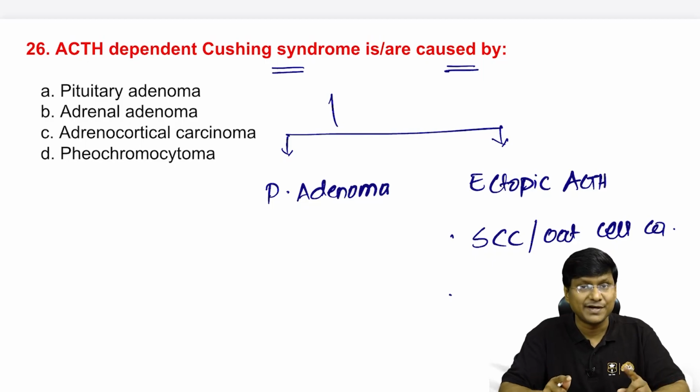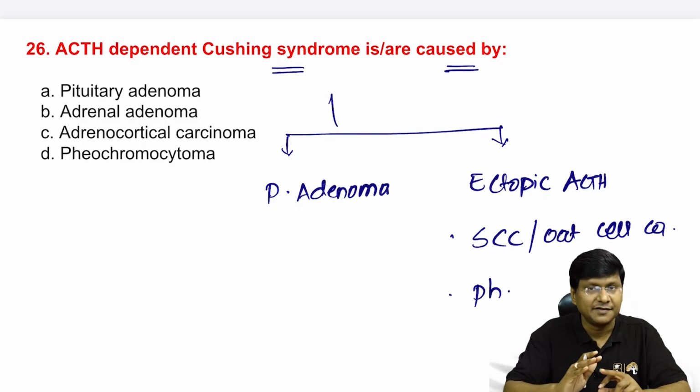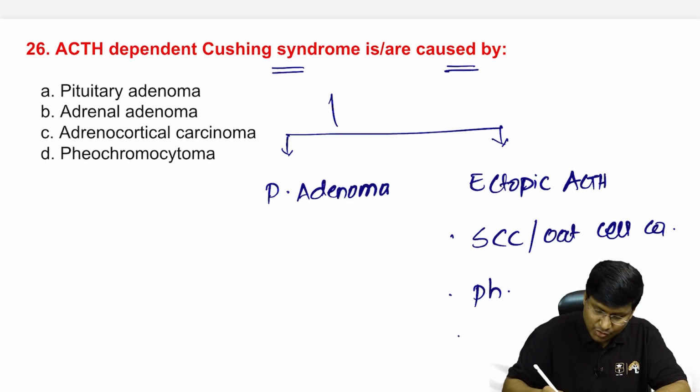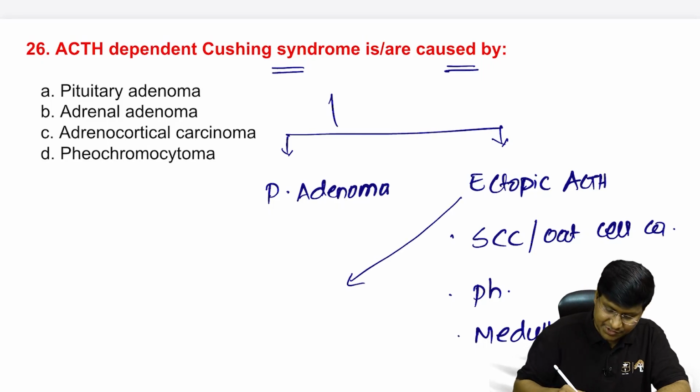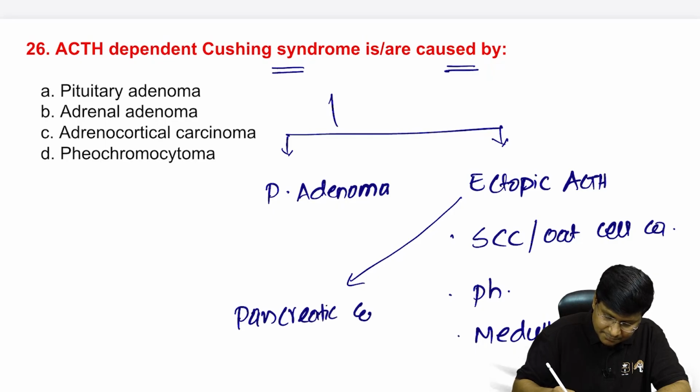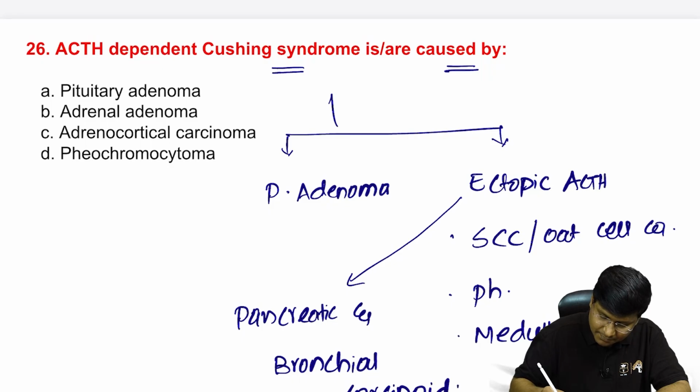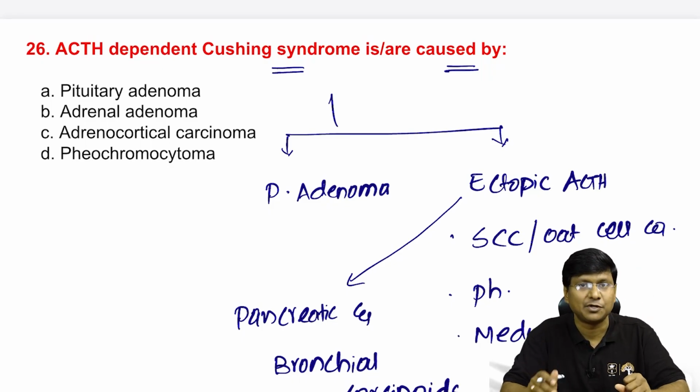The other sources of ectopic ACTH also include pheochromocytoma. The next important ectopic site is medullary carcinoma of the thyroid. And the other sites of ectopic ACTH are pancreatic as well as bronchial carcinoids. So these are the sites for ectopic ACTH.